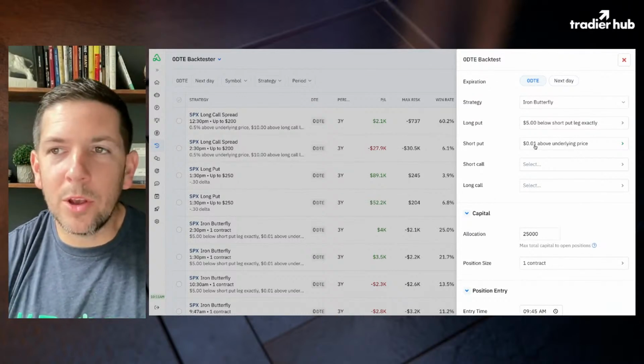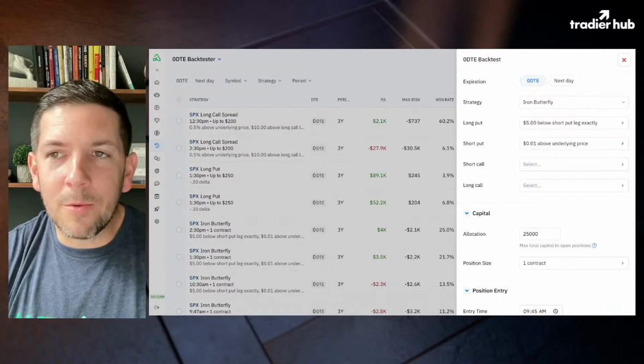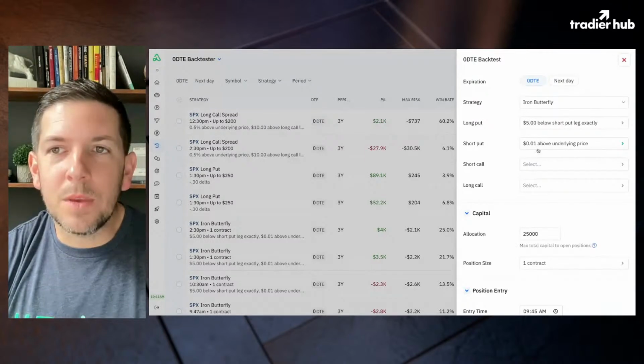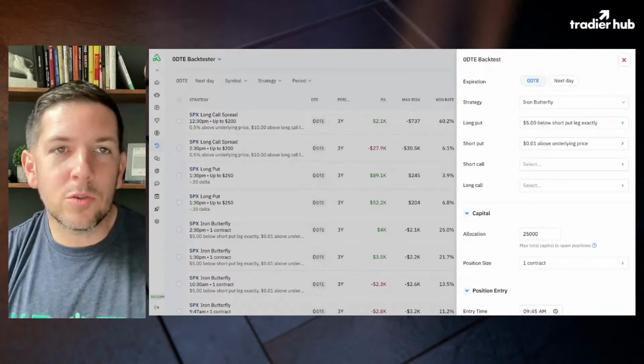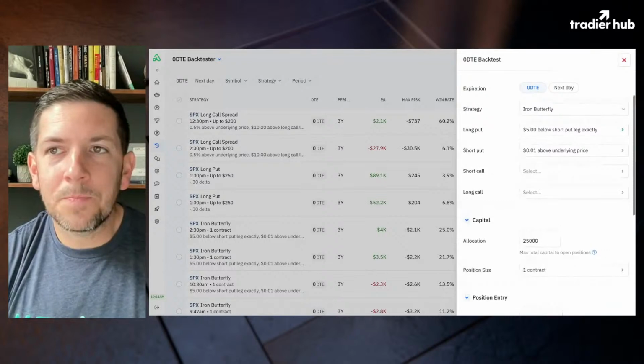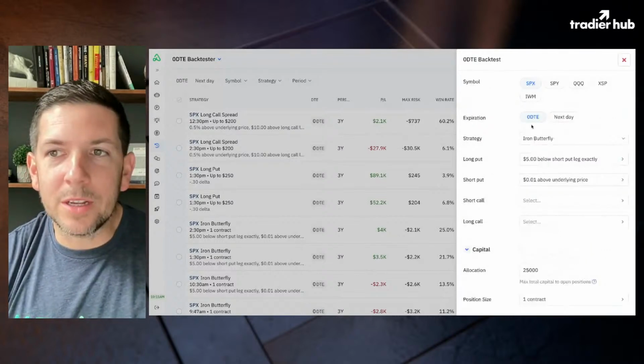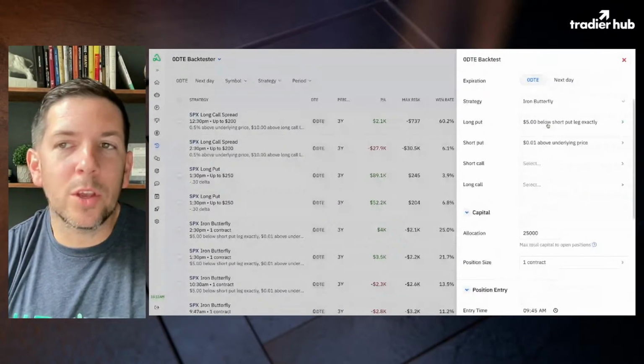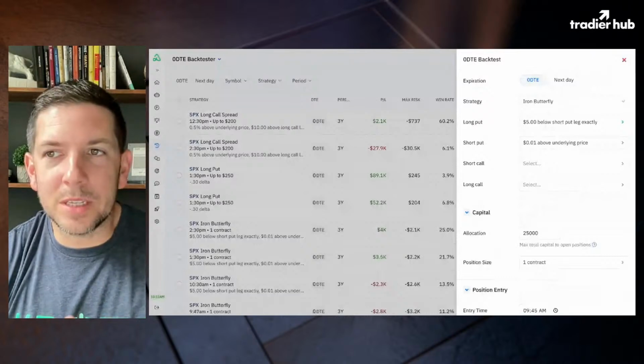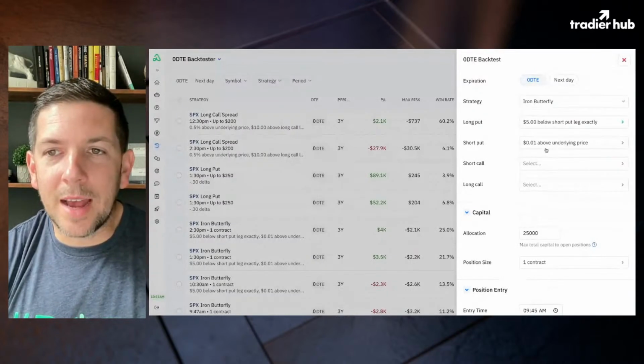So a penny above or below where the underlying price is. Whatever that one is, we want the long put to be $5 below the short put leg. Now, because it's SPX, there's only $5 increments anyway, so that's the minimum that we can go. We can go $10 or $15, but it's going to be that, and we want to do it exactly.